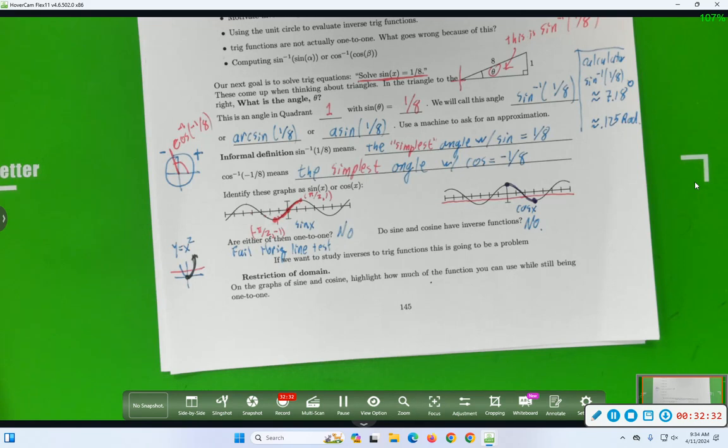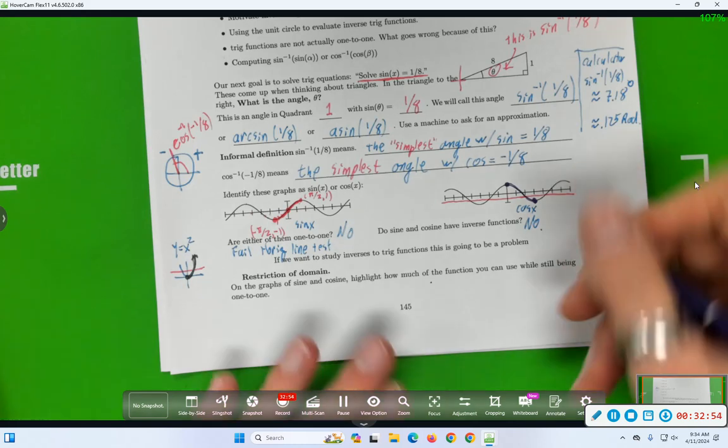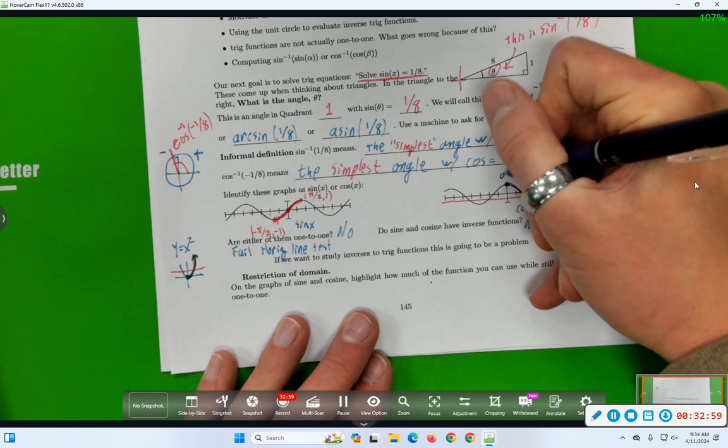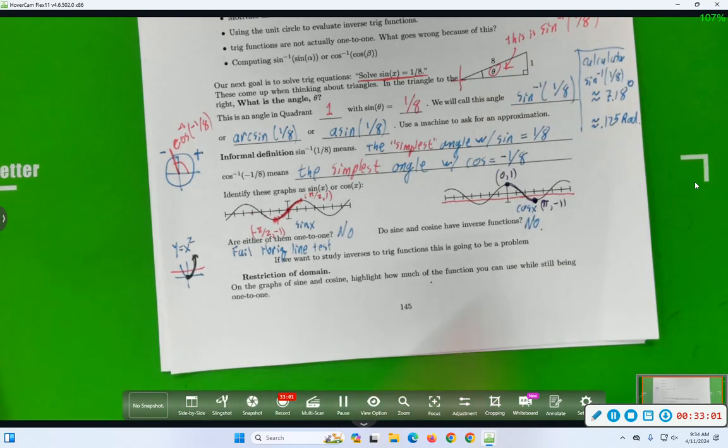So let's think about what cosine does. Cosine is the x value. It starts at 1 and starts decreasing. It makes it to negative 1 at what angle? 180 degrees. Well, pi radians. I like radians though. And then it starts increasing again. So I can't go past pi radians, or it'll fail to be 1 to 1. That turning point is at pi. Cool. There's how much of the graph of cosine I can use and still have the thing be 1 to 1.